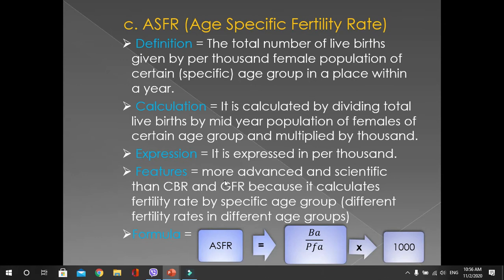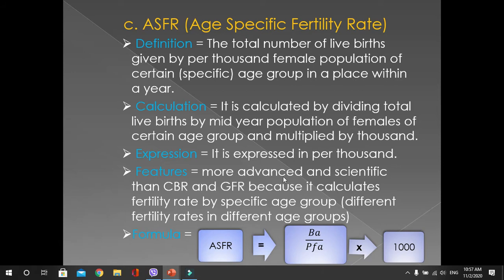The main feature is it is more advanced and scientific than CBR and GFR. Till now we have read about CBR and GFR, but this ASFR is more specific and more advanced than CBR and GFR because it calculates fertility rate by specific age group. So age-specific fertility rate is also fertility rate, but it is age-specific. In simple language, age-specific fertility rate is the fertility rate according to age or age group, specific age group.